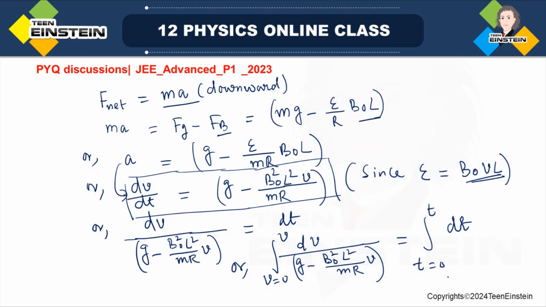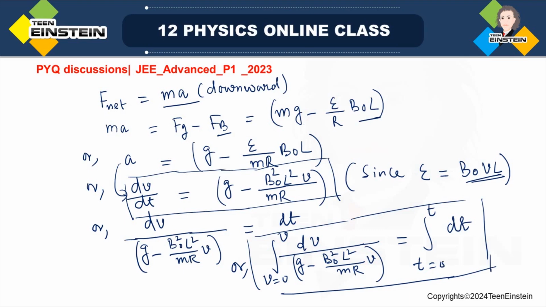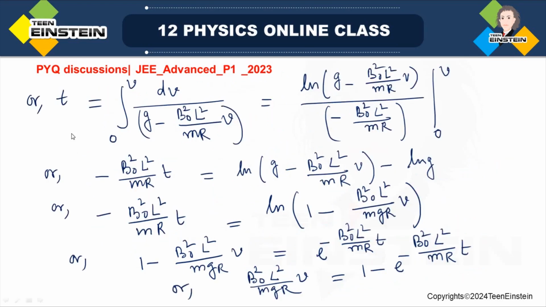Now if I have to find out velocity, then I have to integrate this equation. It is starting from rest, so at t equal to 0 the velocity will be 0. At t equal to t, let us say the velocity is v. Now if we integrate this, the left hand side integration of time will be t only, and the rest is a matter of calculation. You have to integrate this term. We know this will be a logarithm, so I can write ln of this whole term, and you have to divide by the coefficient of v, that is minus B naught square L square by mR.